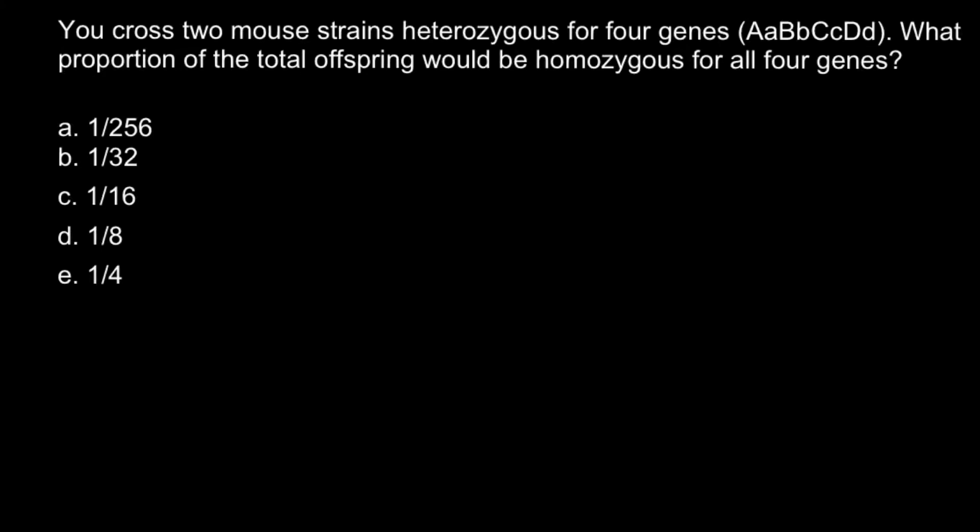Hi, this video is going to be about the rule of probability and how we apply it in order to solve genetics problems. And here's a problem. You cross two mouse strains, heterozygous for 4 genes, and here is the genotype of each parent. So what proportion of the total offspring would be homozygous for all 4 genes? And here are the 5 answers to choose from.